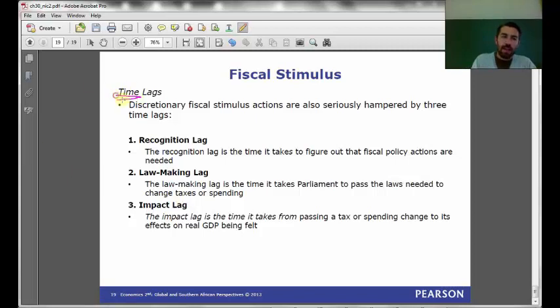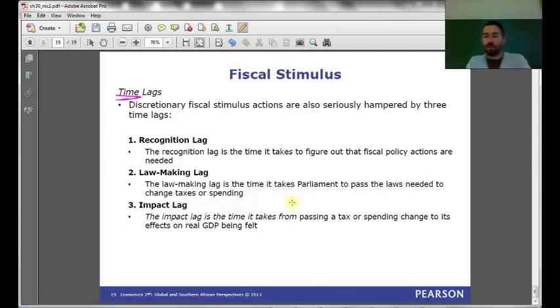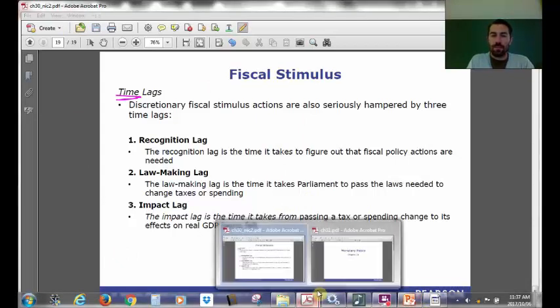That's a bit of an issue. There are these time lags. And what we'll see in chapter 31 is that monetary policy doesn't suffer from these same time lags. It still has some lags, but they're different lags, which sometimes makes monetary policy much more effective than fiscal policy. And that brings us to the end of chapter 30.